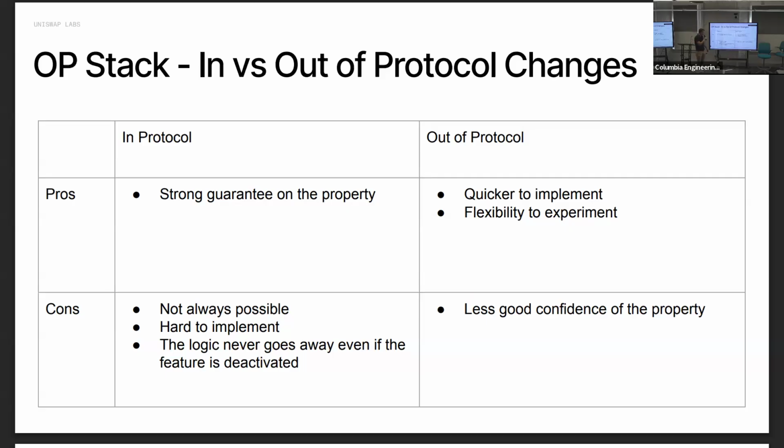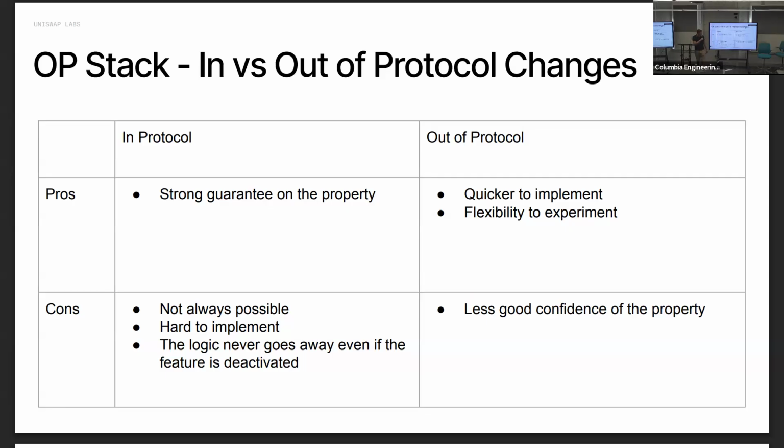Cool. Yeah, so in protocol, fault proofs, incredibly strong guarantees. We discussed it's not always possible, and even when it's possible, it can be harder to implement. And if you decide to put something in your block rules or block validation rules, that logic has to live forever. Even if you deactivate the feature, it's got to stick around because you have to know what the rules were to validate historical blocks.